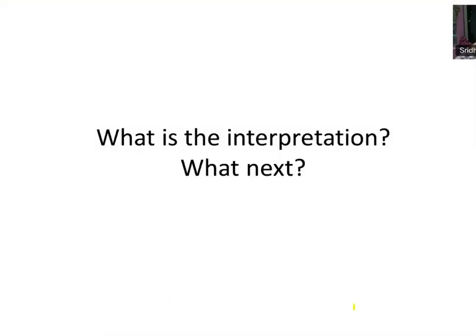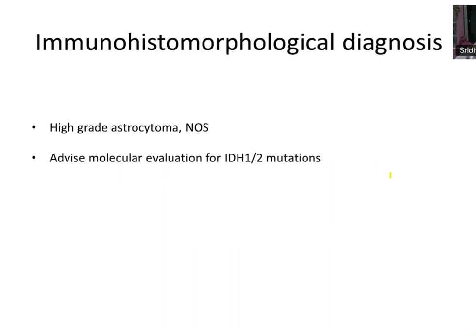So this is an adult, young adult, higher grade tumor that showed an astrocytic phenotype, but you could not prove an IDH mutant. You should always advise molecular evaluation for other molecular alterations. So if you have to give a diagnosis at this point of time, the immunohistomorphological diagnosis should be high-grade astrocytoma. Why did you say astrocytoma?